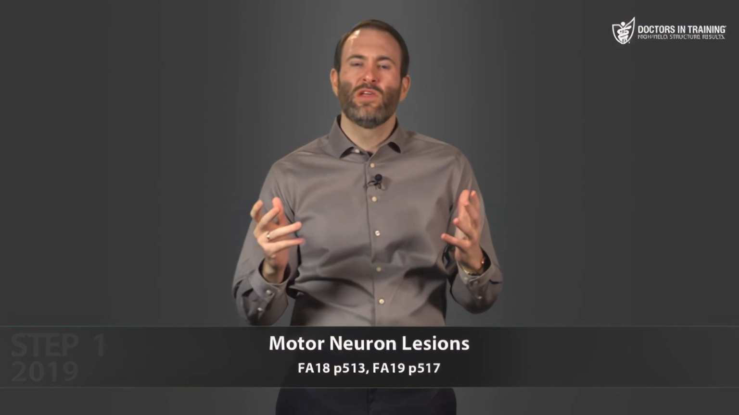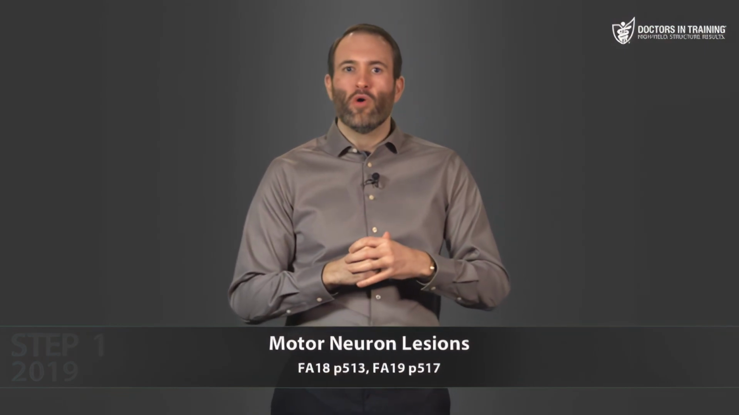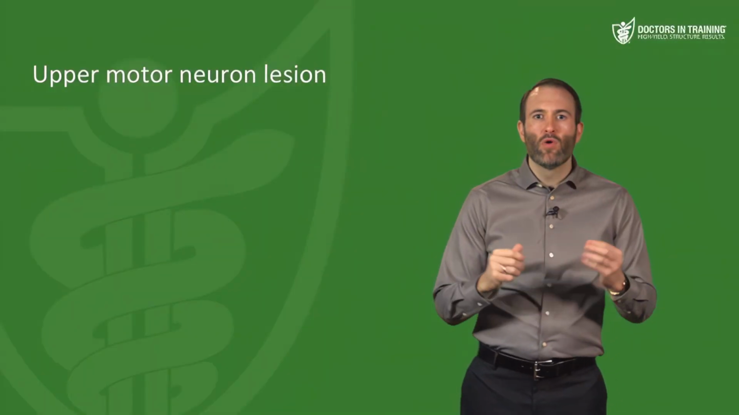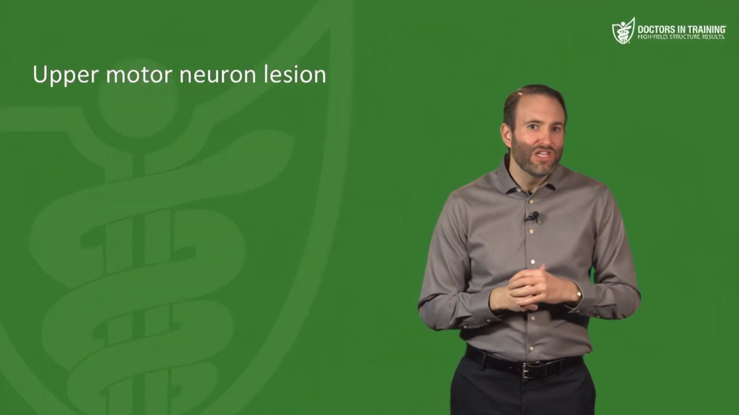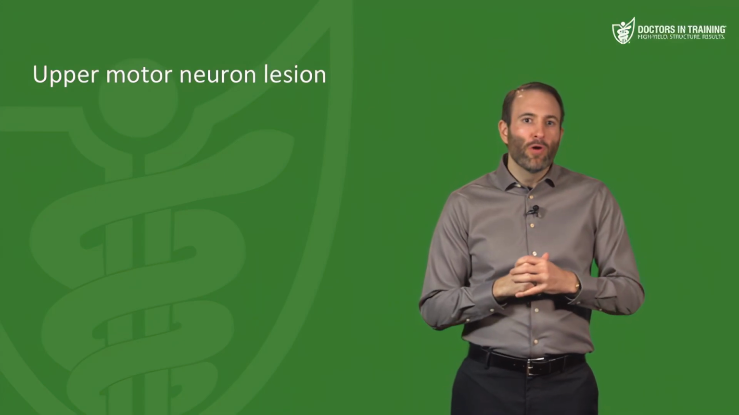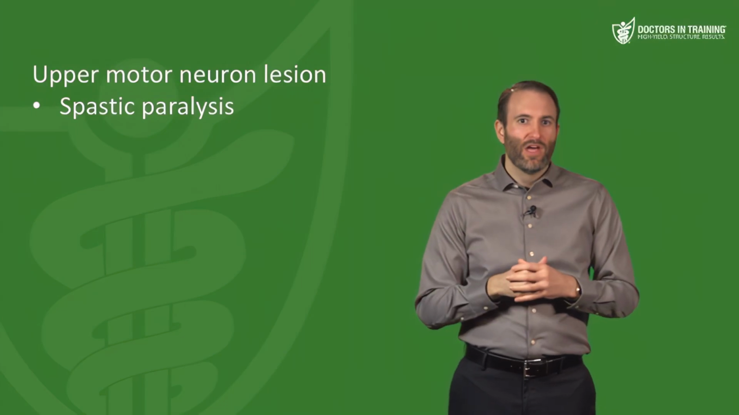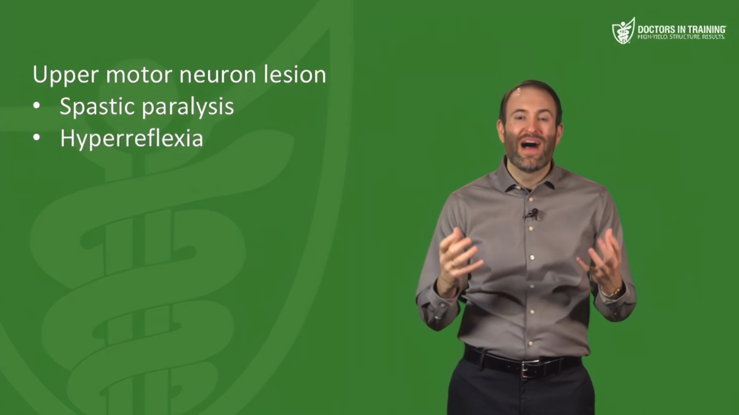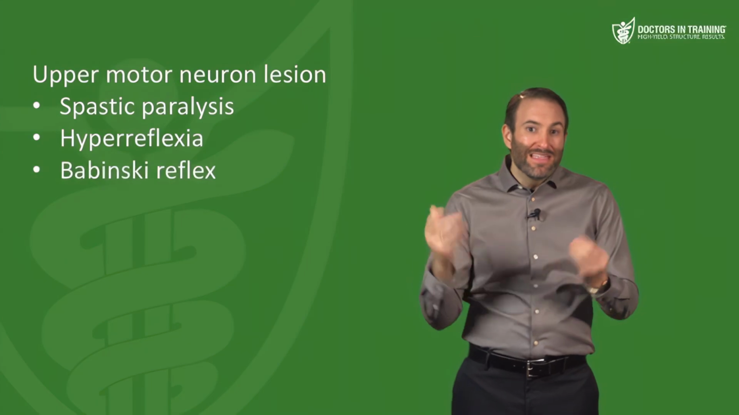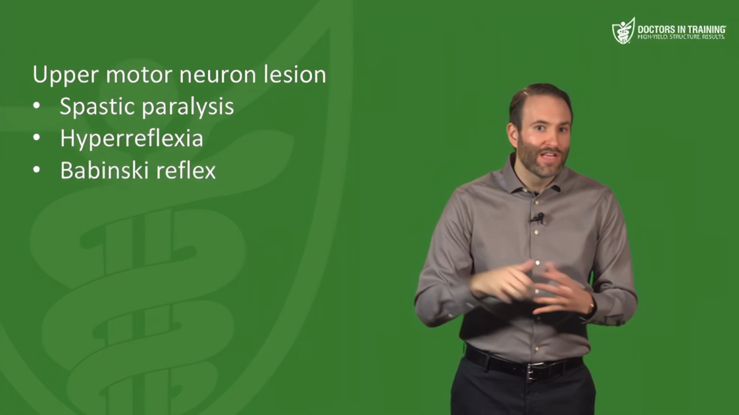So what's the difference between an upper motor neuron lesion and a lower motor neuron lesion? Well, the upper motor neuron lesion is a lesion above the anterior horn cell of the spinal cord. And an upper motor neuron lesion is going to cause things like spastic paralysis. You're going to have muscle spasm. You're going to have hyperreflexia. The Babinski reflex might show those toes extending rather than the normal flexion.